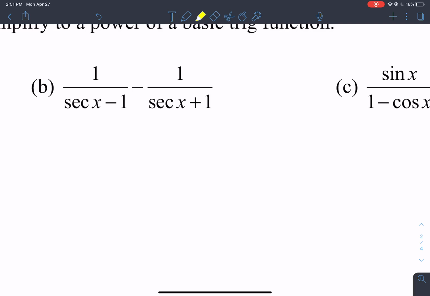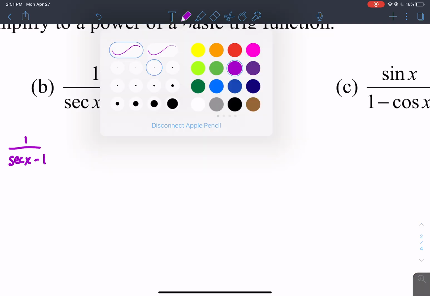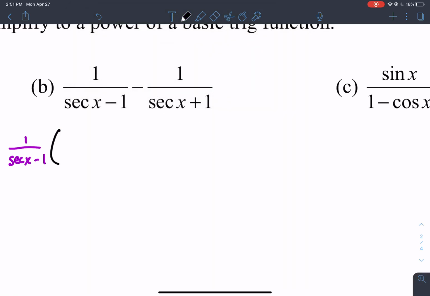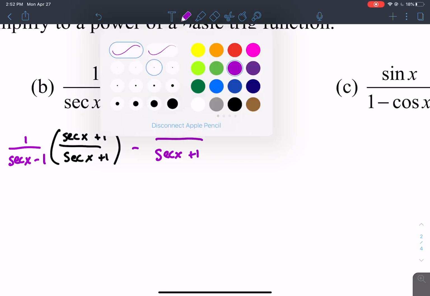Okay, second one. Now we want to combine the fractions, right? So we got to find a common denominator. All right, so for the first one, I'm going to need to multiply by secant plus 1. And then the second one, I'm going to need to multiply by secant minus 1.